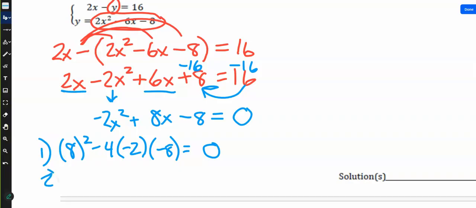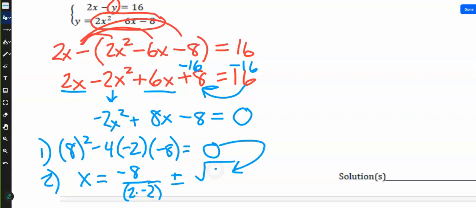So when I come to the second part, we've got x equals the opposite of b over 2 times a. Oops, that's a negative 2. 2 times negative 2 plus or minus the square root of 0. That's pretty boring. All over 2 times negative 2.